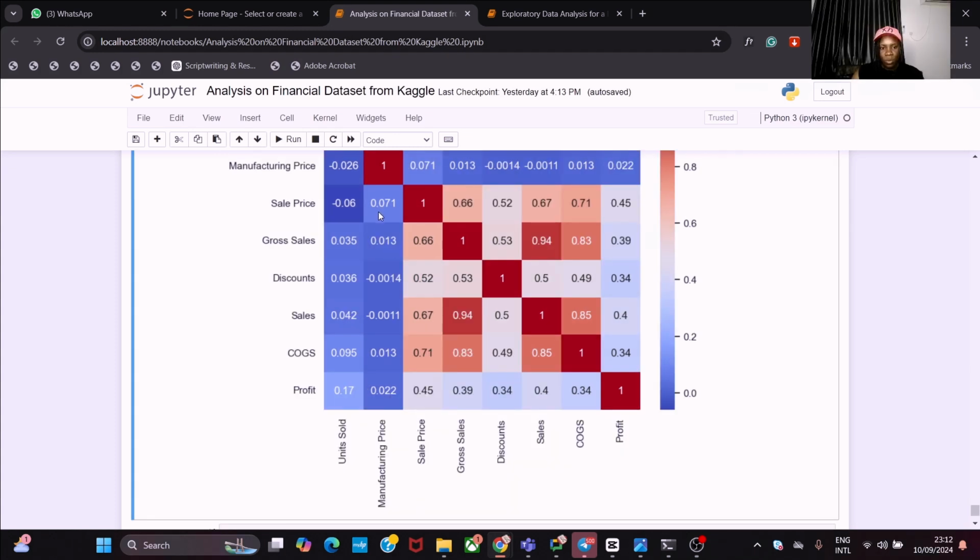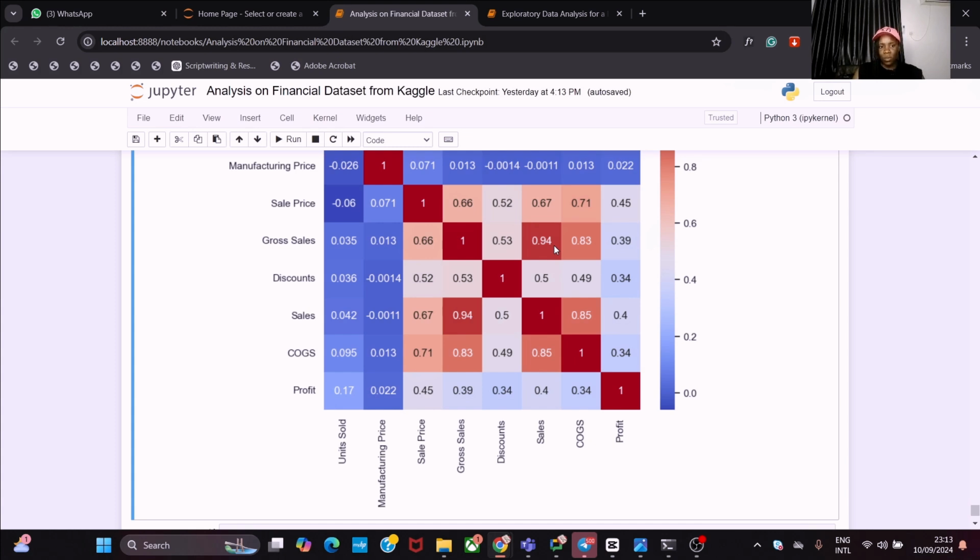The next one we should look at is gross sales, the relationship between gross sales and sales. If you look at this, you will see that the relationship between gross sales and sales is 0.94, which indicates a strong positive relationship. Which means that an increase in sales will lead to an increase in gross sales.